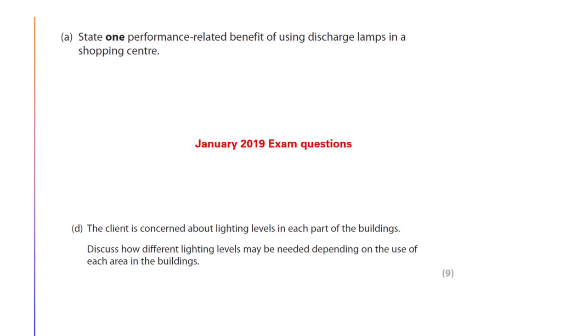And interestingly, the bottom one there, the client is concerned about lighting levels in each part of the buildings. Discuss how different lighting levels may be needed depending on the use of each area in the building. So we're looking at fit for purpose. We're looking at the kind of tasks that are expected to be carried out within the buildings. Obviously, the building from the scenario they've given.